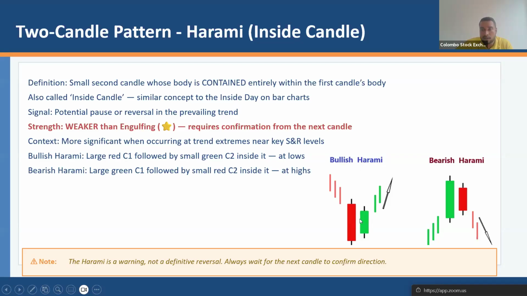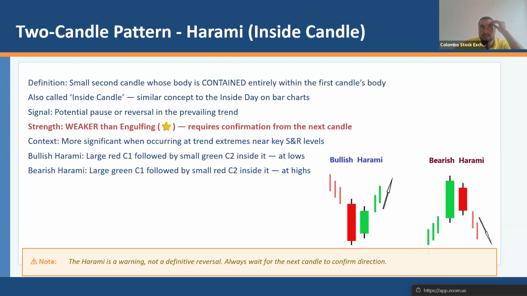If the second candle is green, that is a bullish harami. Right? If the second candle is red, that is a bearish harami. This is not strong, right? This is actually weak. That's why I have this 1-star rating. So you may spot a lot of these types of candlestick patterns on the chart, but they are not that strong. Okay, they are just weak, right?